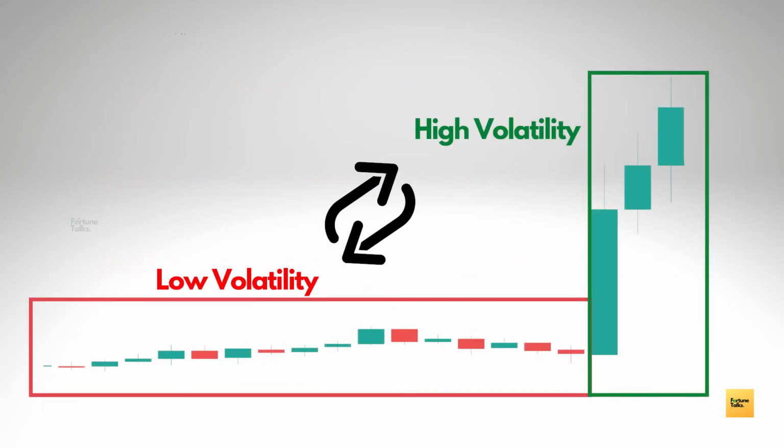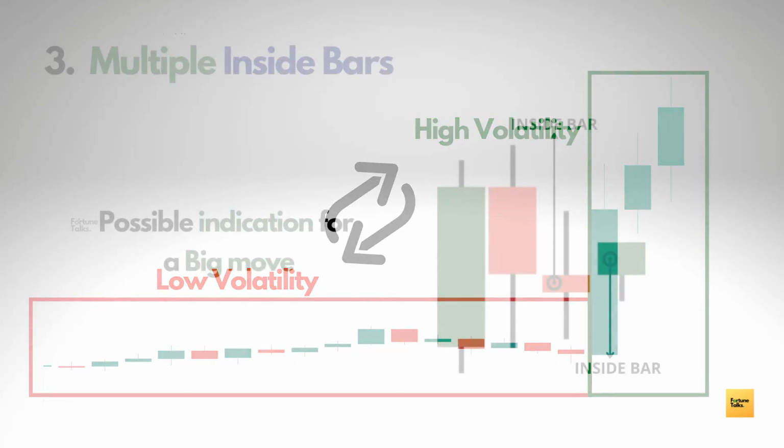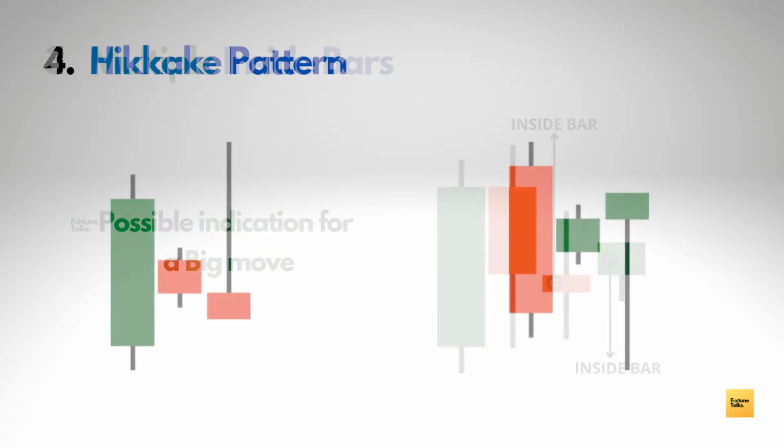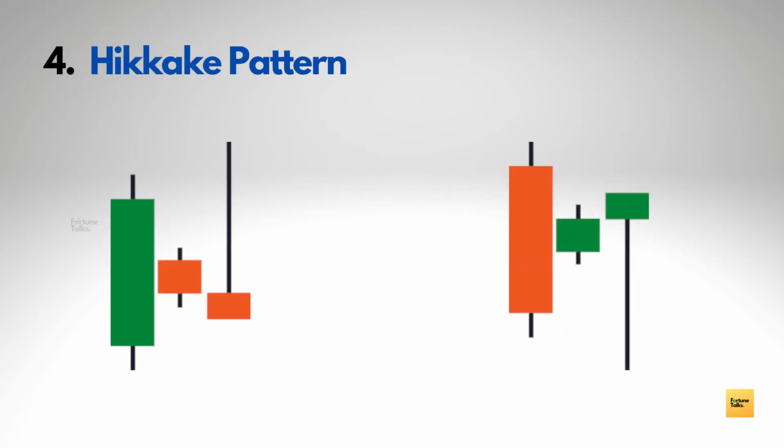And we know the market volatility is always changing. That is, it moves from a period of low volatility to a period of high volatility and vice versa. So when you see multiple inside bars together, it is a strong sign that the market is about to make a big move soon. Now the fourth type is the hikkake pattern, which is a variation of the inside bar.